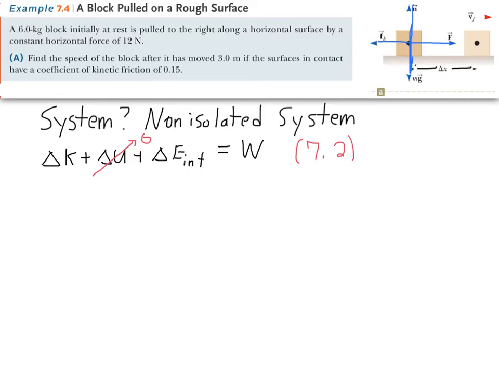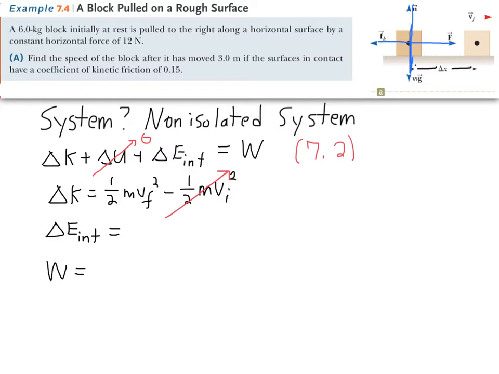We can write down what the change in kinetic energy is going to be. Because we're being told in the problem that the block starts from rest, it's being pushed with some force, and we want to know what the final velocity is after 3 meters. So that means that the initial velocity is 0, the initial kinetic energy is 0, and so we have only this term in the kinetic energy. So we need to find the change in the internal energy and the work being done on the system.